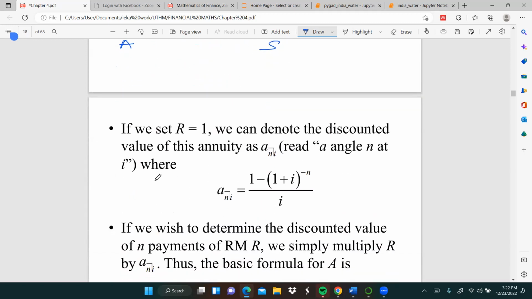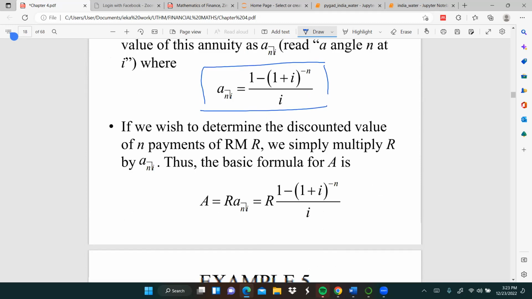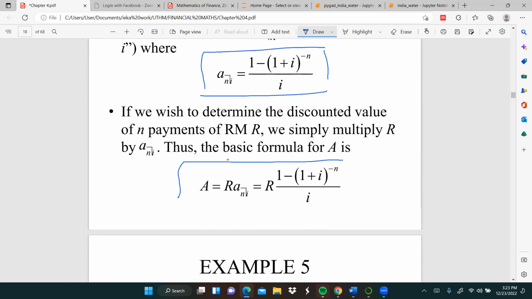Okay, if we set R is equal to 1, we can denote the discounted value of this annuity as A angle N at I, where A angle N at I is equal to 1 minus 1 plus I to the power of negative N divided by I. Okay, if we wish to determine the discounted value of the payments of RM R, we simply multiply R by A angle N at I. Okay, so the basic formula of discounted value is here.